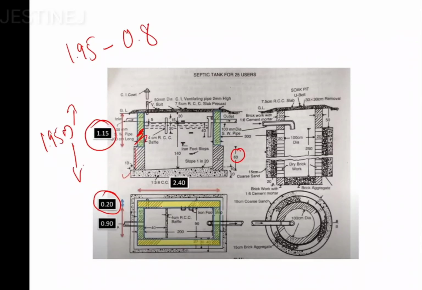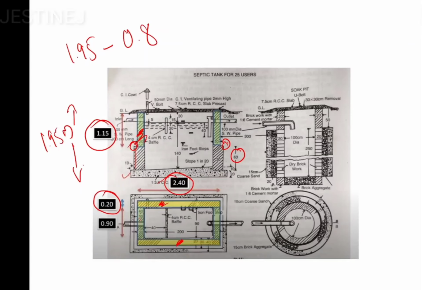Here also you can observe two long walls. Okay, and the length is going to be 2.4, since here also 10 centimeter is reduced on both sides. So the length is going to be 2.4 and the breadth is going to be 0.2. Then the height is going to be 1.5 for the long walls.